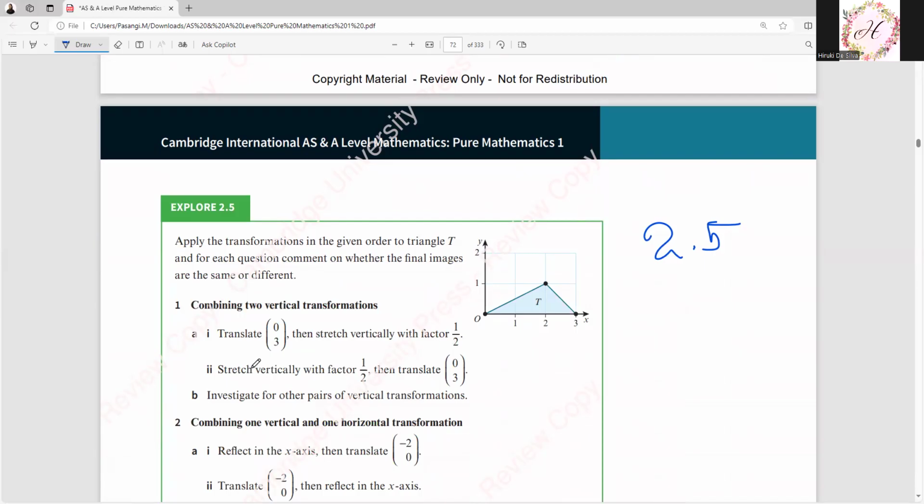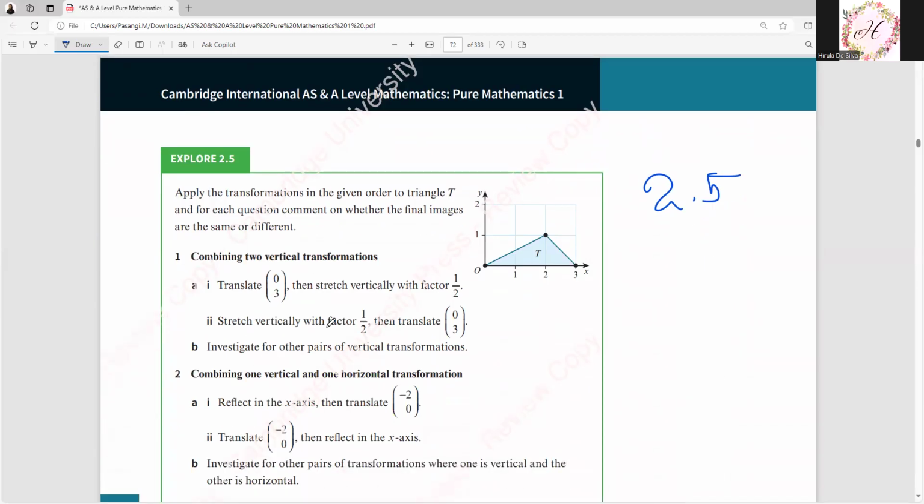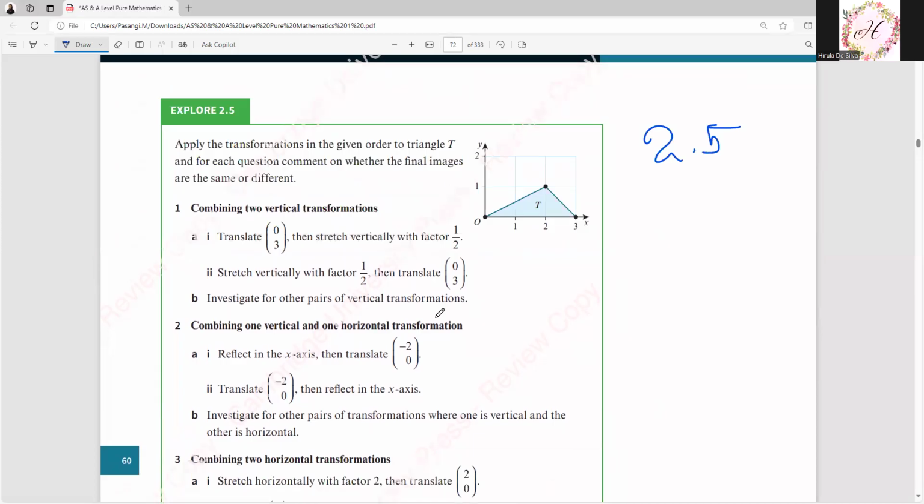Now the second one would be stretch vertically with factor half, then translate. In the first one, they ask us to translate first and then do the stretching. For the second one, they ask us to do the stretch first, and then do the translation. What do you think? Shall we do this actually?